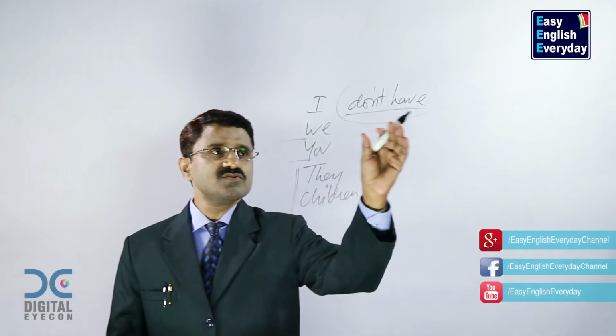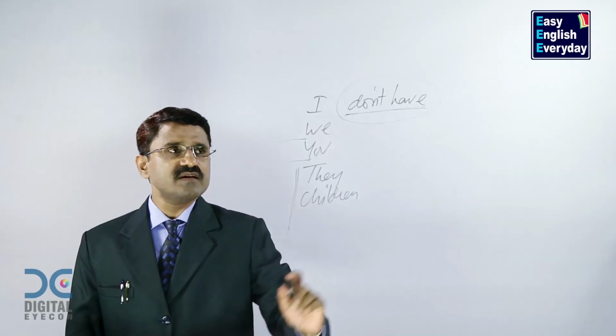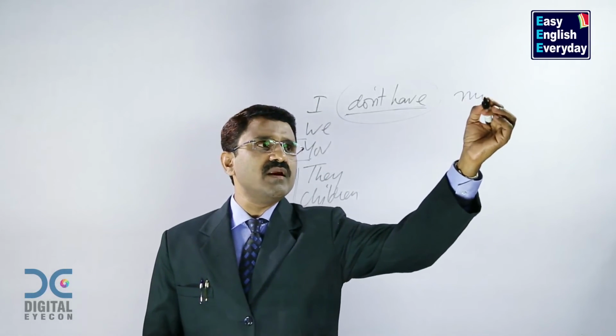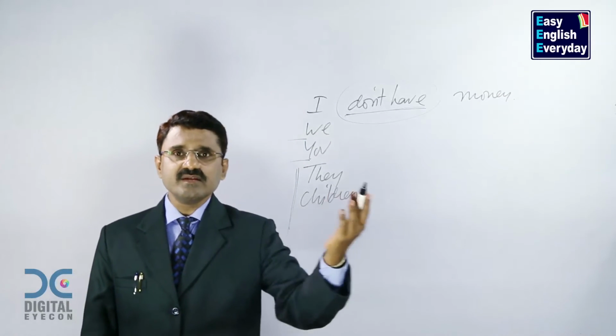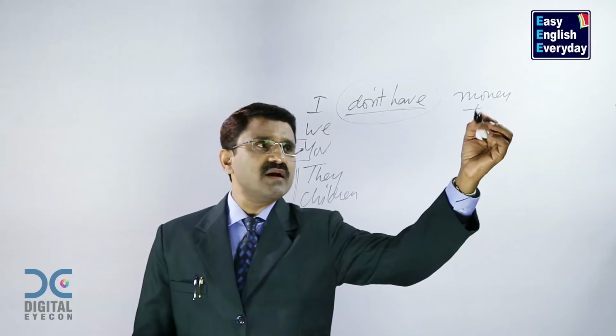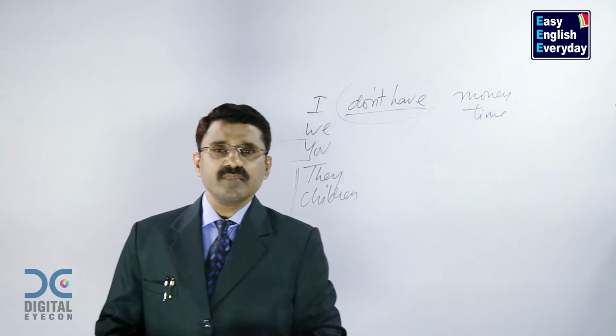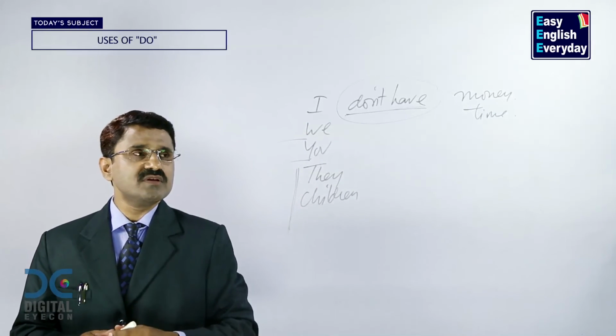So when you want to talk about possessions which are not there, we use these sentences. I don't have money. We don't have money. You don't have money. They don't have money. Children don't have money. I don't have time. We don't have time. You don't have time. Children don't have time. They don't have time.